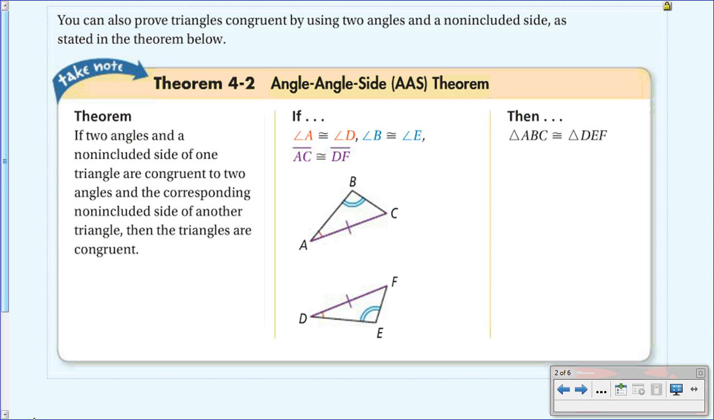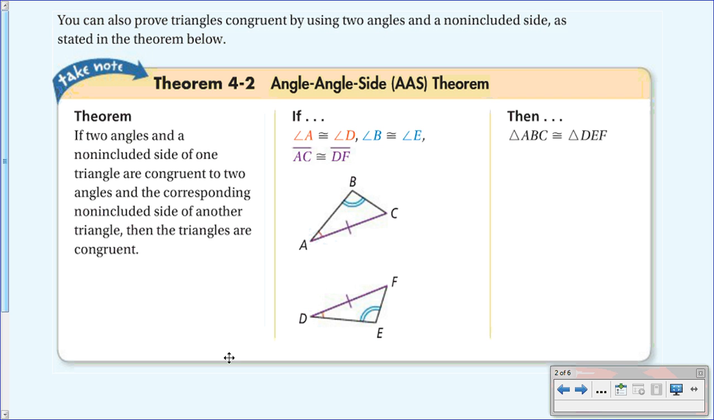Now, this is the fourth way we've learned to prove triangles congruent. It says you can also prove triangles congruent by using two angles and a non-included side as stated below. So our angle-angle-side, or AAS theorem, states if two angles and a non-included side of one triangle are congruent to two angles and the corresponding non-included side of another triangle, then the triangles are congruent.